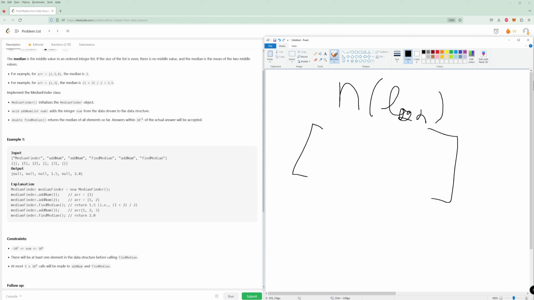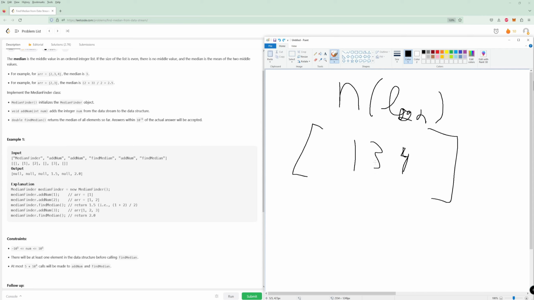Well, what do we really need for the median? For the median, we need to know how many numbers are in our array, which is pretty straightforward. We can just have some variable there. And we need to know the middle number or the middle two numbers. So if there's an odd number, as long as we know the middle number, or the middle two, one or the other, then we can get the median.